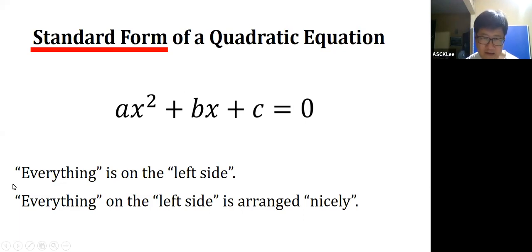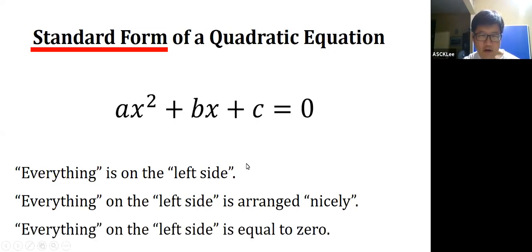What do we mean by nicely? When we say nicely, we mean that there is an order. X squared comes first, then X, followed last by the constant. Everything on the left side is equal to the zero on the right side. If you have a quadratic equation in this format, we call this a quadratic equation that has been expressed in the standard form.